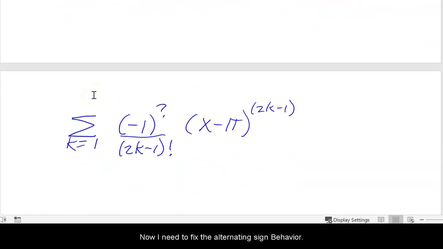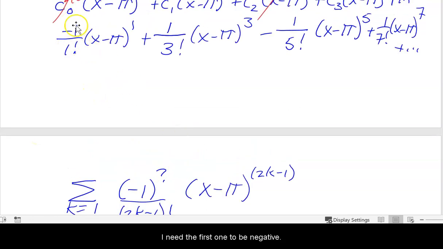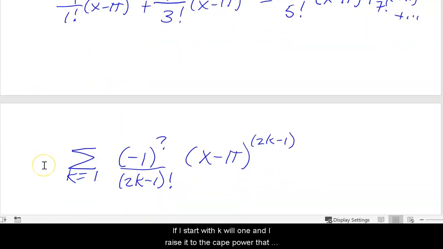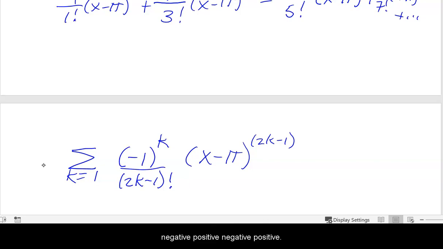Now I need to fix the alternating sign behavior. I need the first one to be negative. If I start with k equal 1 and I raise negative 1 to the kth power, that will guarantee the first one is negative, and then it will be negative, positive, negative, positive. It looks like this is a formula that will generate that Taylor series centered at pi.